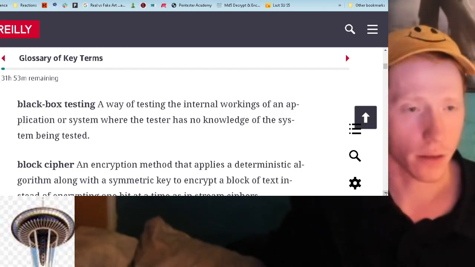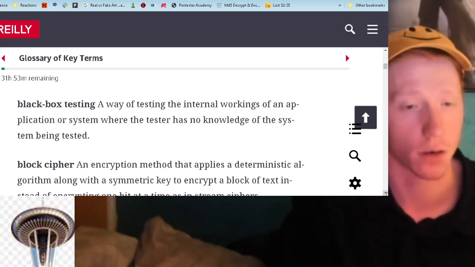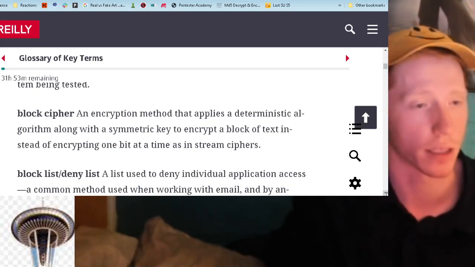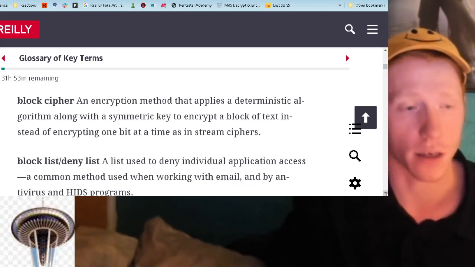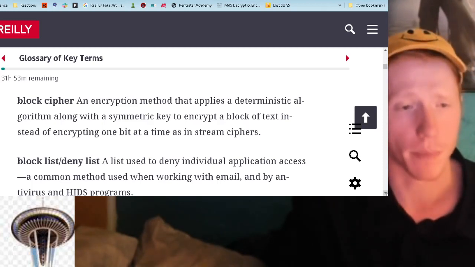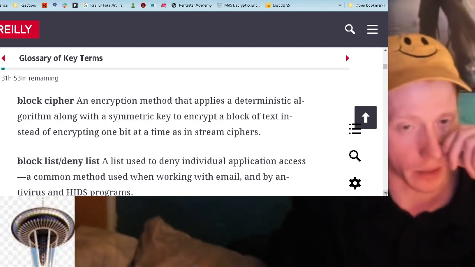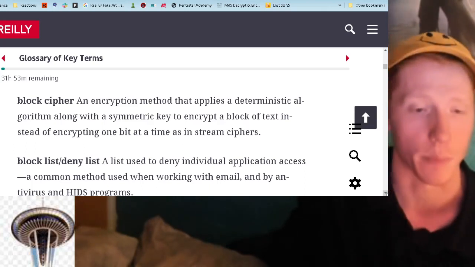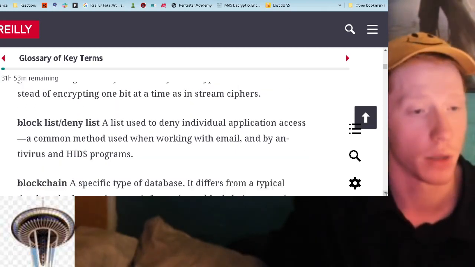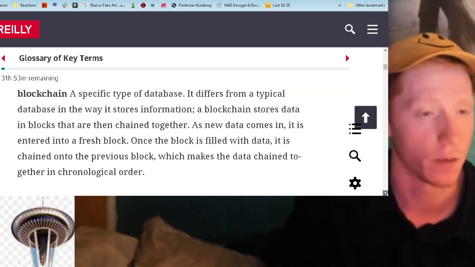Black box testing is a way of testing the internal workings of an application or system where the tester has no knowledge of the system being tested. A block cipher is an encryption method that applies a deterministic algorithm along with a symmetric key to encrypt a block of text instead of encrypting one bit at a time, as in stream ciphers. Block list, deny list is pretty obvious.